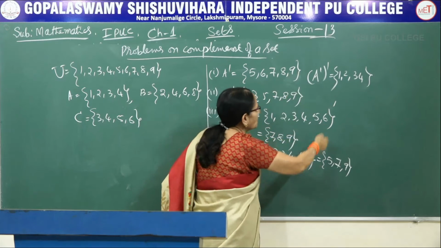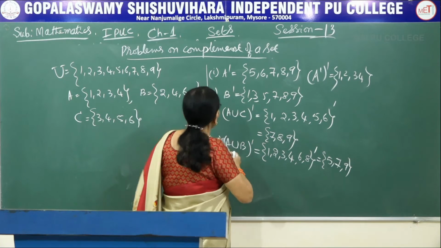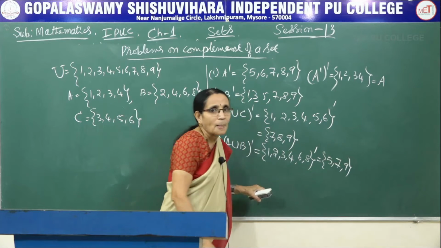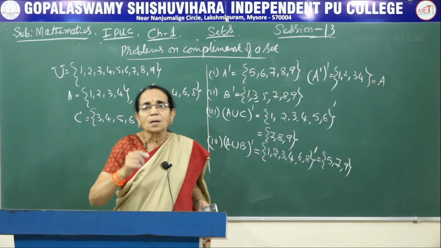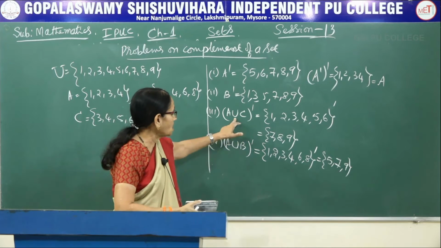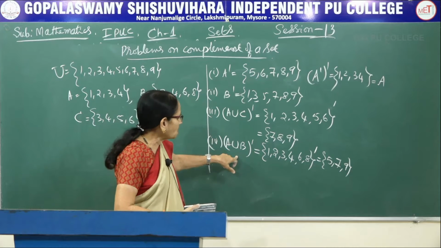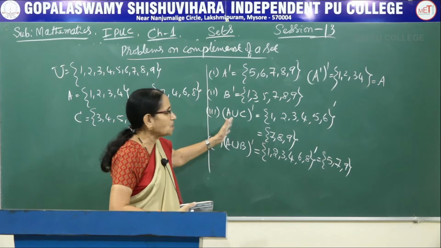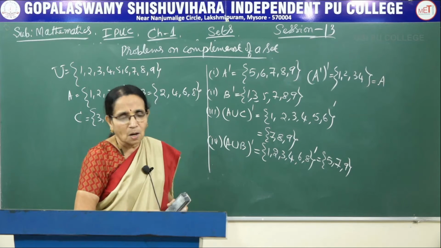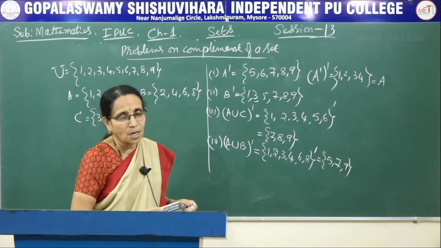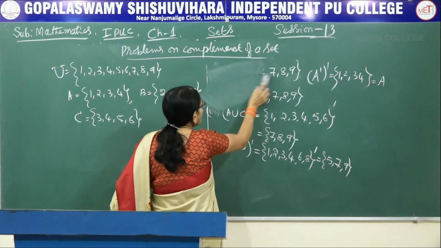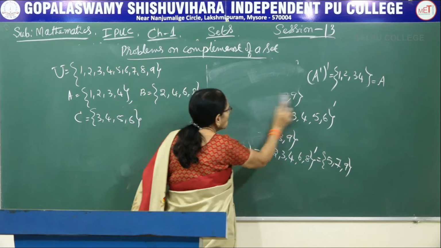A dash is already there. I am taking the complement. It is 1, 2, 3, 4. What is 1, 2, 3, 4? It is nothing but A only. So they may ask you like this, show that A dash dash equal to A. Of course you could have used the De Morgan's law also to prove that one. But here they have asked you only to find the complement of A union C, complement of A union B.